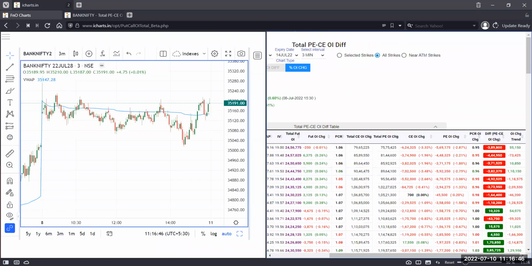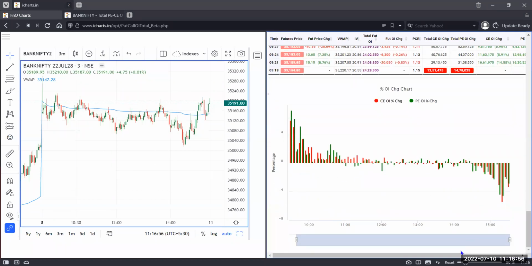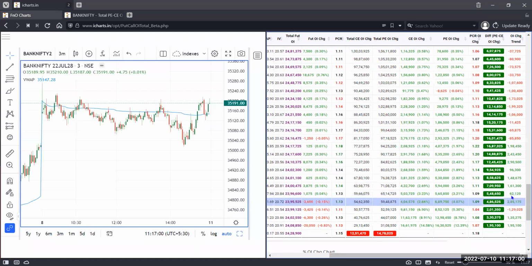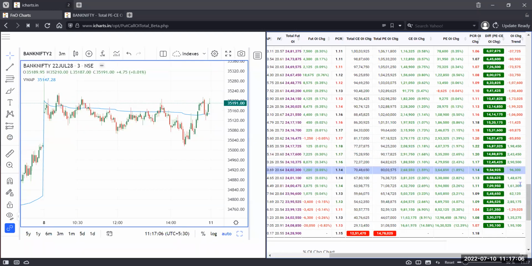Let me confirm the day is correct here. Okay, we are looking at the latest data. This is the date. So even though the price is not moving up on the chart, here it indicates that it is getting stronger at the moment.